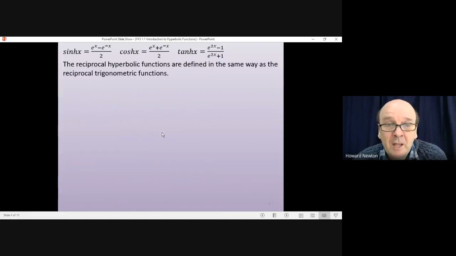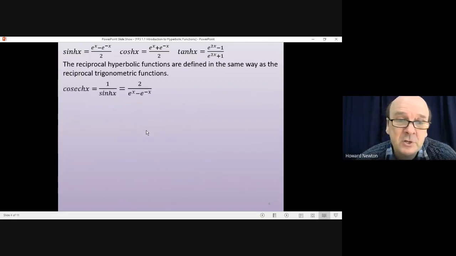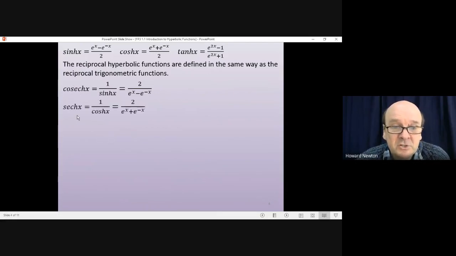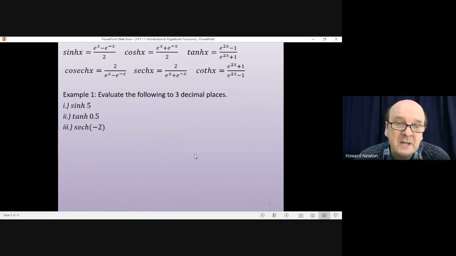The reciprocal hyperbolic functions are defined in the same way as the reciprocal trigonometric functions. So cosech x, which is how that's pronounced, is 1 divided by sinh x, which is this. Sech x is 1 over cosh x, which is this. And coth x is 1 over tanh x, which is this. Okay, let's have a look at an example.